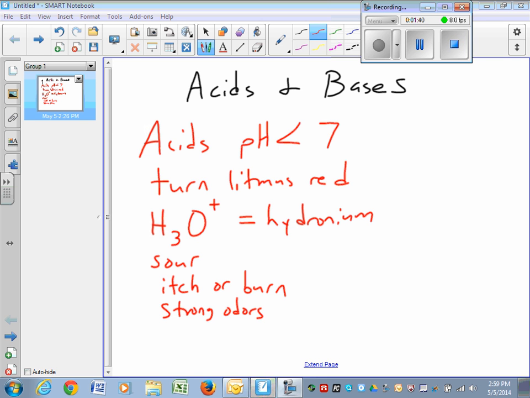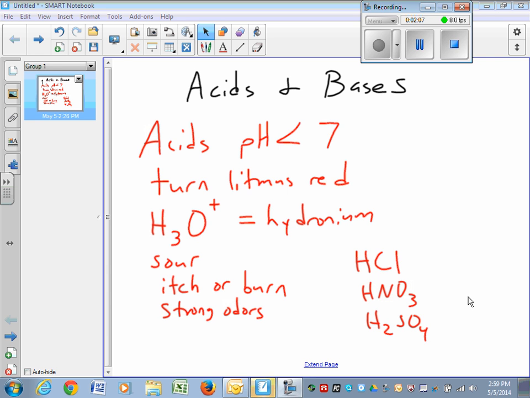There are some common strong acids that you should be aware of. The main ones that we work with are hydrochloric acid, nitric acid, and sulfuric acid. You should all be able to recognize those three as strong acids and assume that any other acid, especially the organic acids, are weak acids.